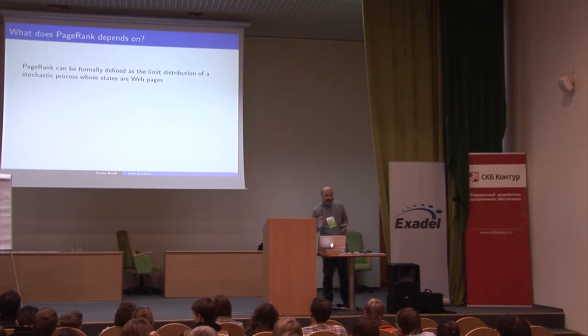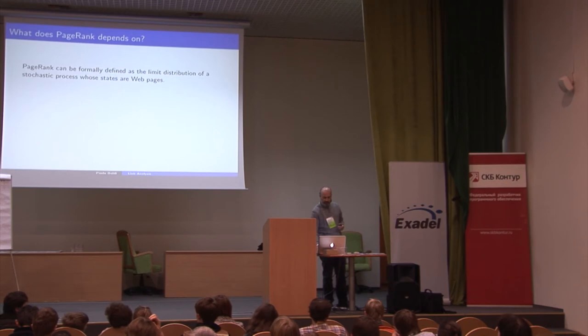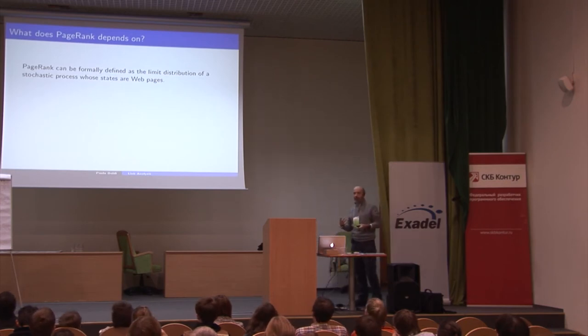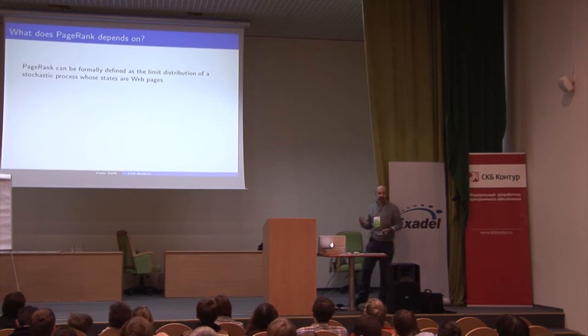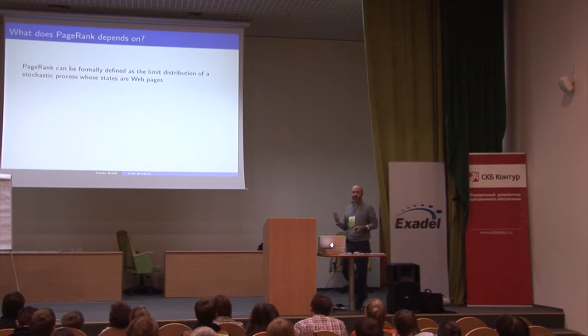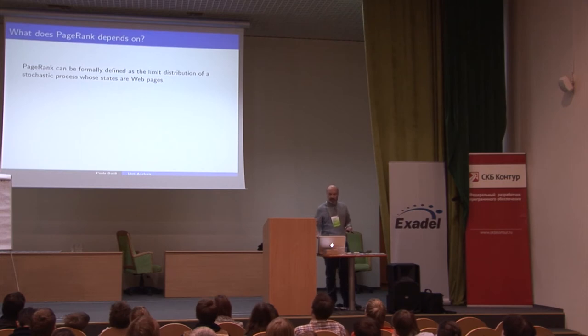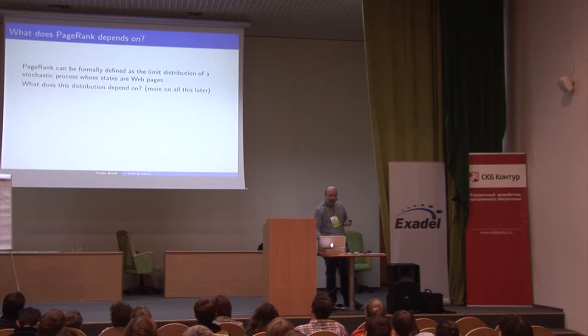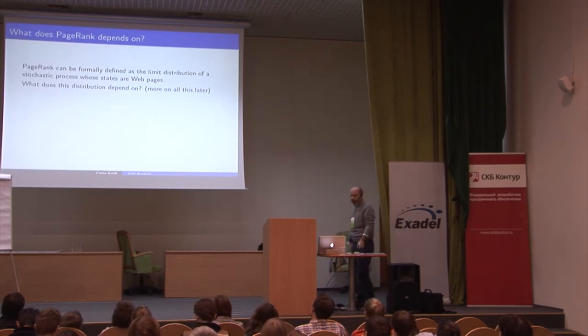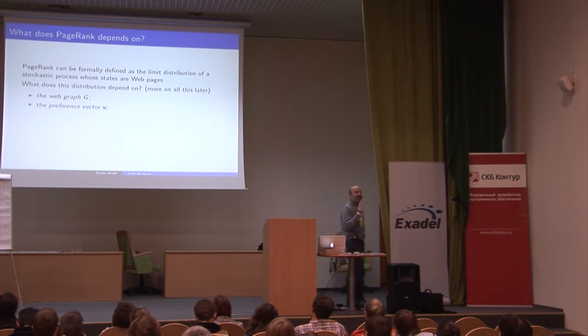So let's try to define PageRank formally. The formal definition is that the PageRank is a limit distribution of a stochastic process. So I will define the stochastic process, and I will show you that the stochastic process has a single limit distribution, a single stationary distribution. And notice that this distribution depends on many different things. First of all, it depends on the graph, of course. Second, it depends on the preference vector.